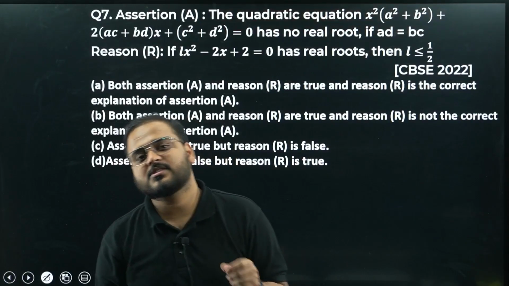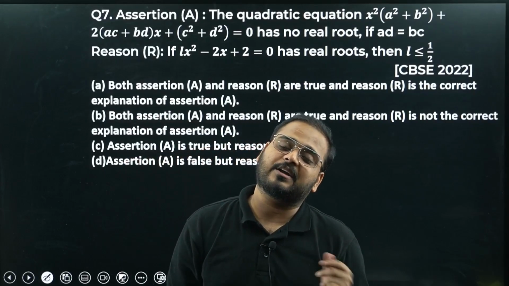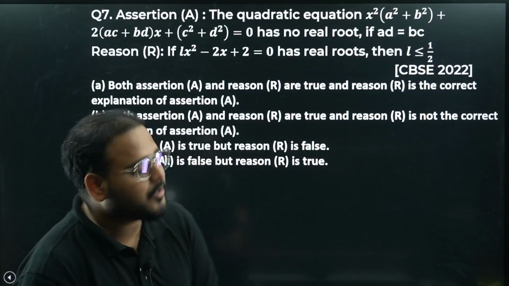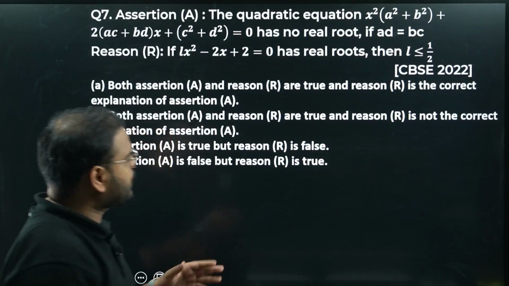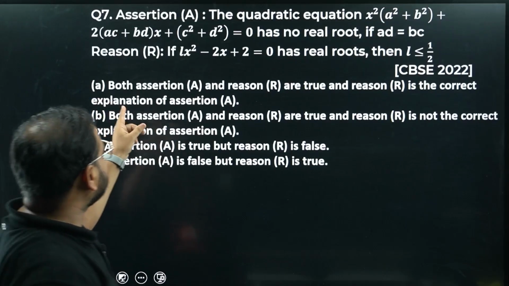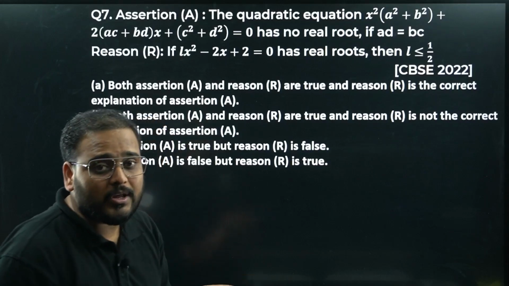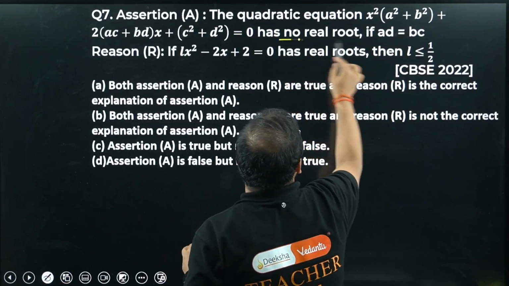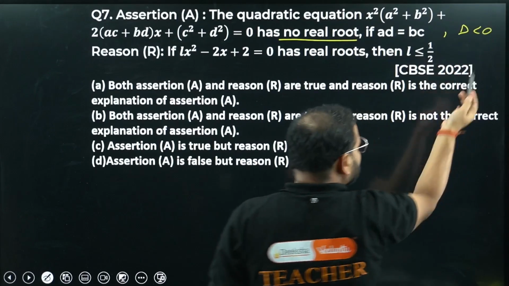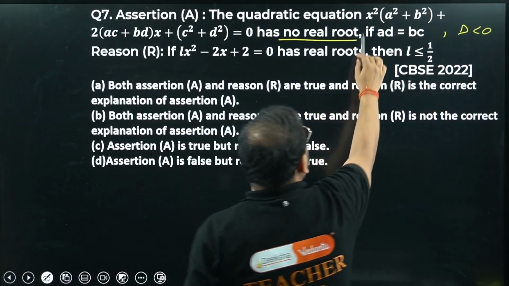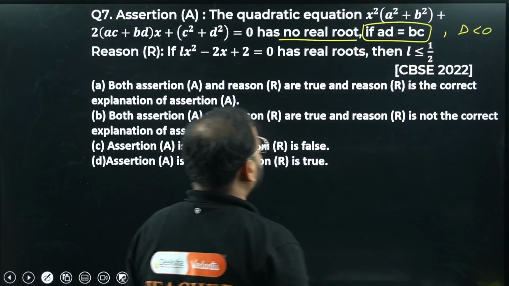Again another assertion reason question, and this is a very good question. This can be asked in a 3 marker or 5 marker category also, but I gave it to you over here. Let's see. The quadratic equation x square times (a square plus b square) plus 2 times (ac plus bd) times x plus (c square plus d square) equals to 0 has no real roots. No real roots means what? D has to be less than 0. We'll check that D value first, but this is true only if this condition is true, then they have no real roots. Let's check this.